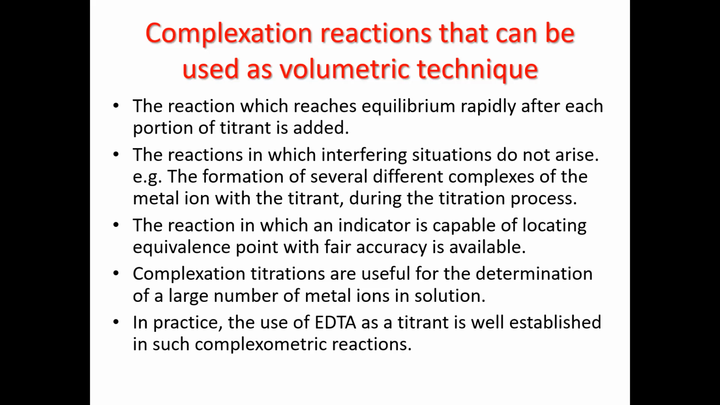And also, reactions in which interfering situations happen should not arise. That means the formation of several different complexes of the metal ion with the titrant during the titration process. You don't want other metal ions that you are not interested in to form complexes. Let's say you have a mixture of ions in a particular solution. You only want your target metal ion to form a complex. So other interfering complexes, you don't want them to interfere with the metal of interest that you want to titrate.